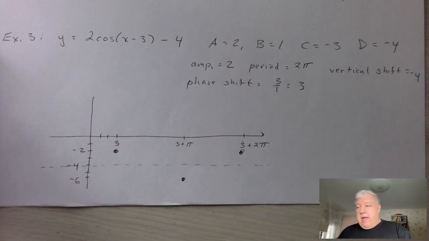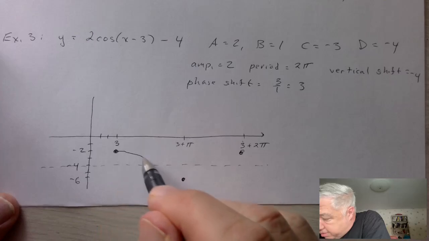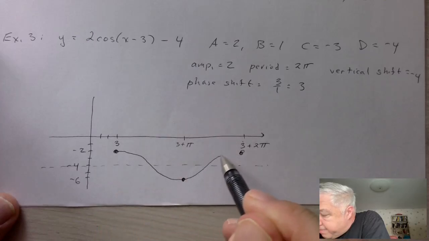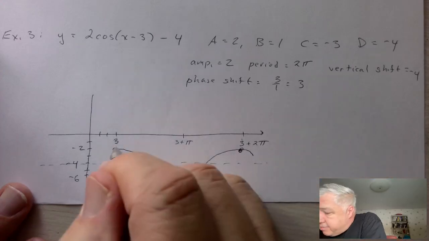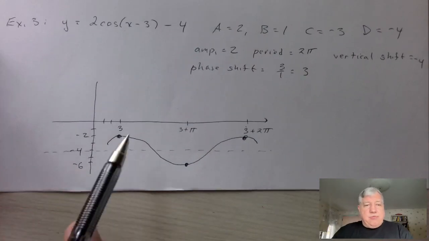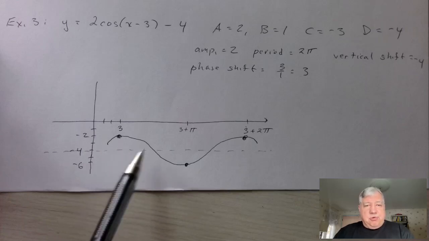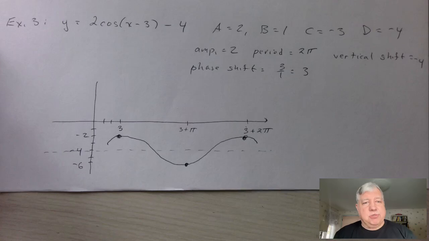And you know this is a cosine function, so it will look like this, and then curves like that and repeats. Now I didn't draw this to scale, but the amplitude is 2. It doesn't look very big, but the amplitude is supposed to be 2. So that's what this looks like.